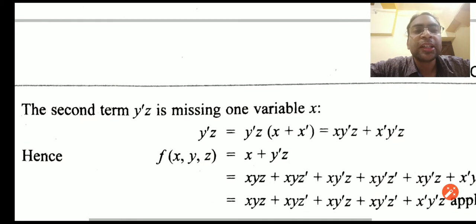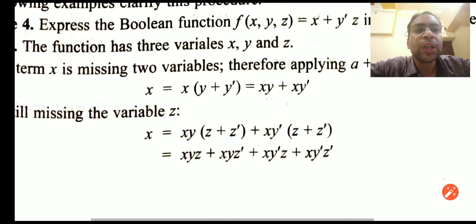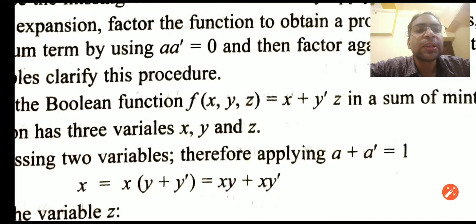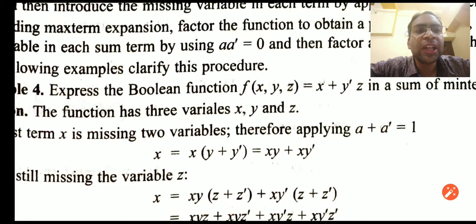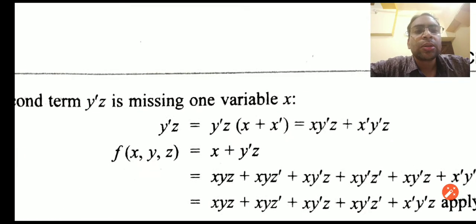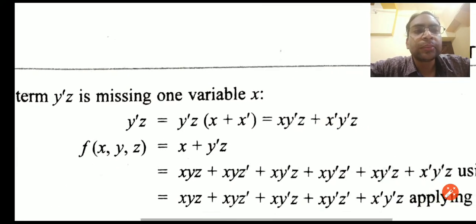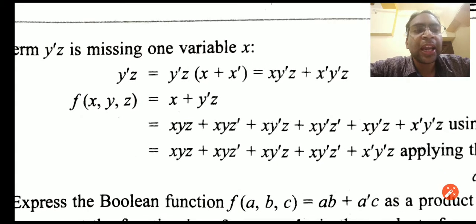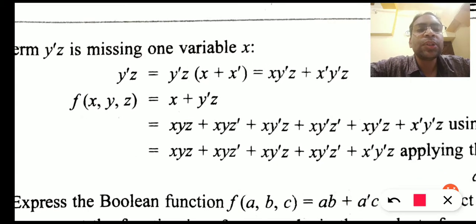Now in the second term, which was y bar z, we have only one missing variable, that is x. So we'll add x here, and just to add x we will again be using the complement theorem, and multiply it with x plus x bar. So on expansion we have got x y bar z plus x bar y bar z.